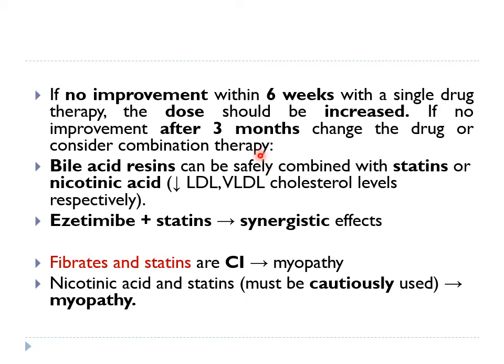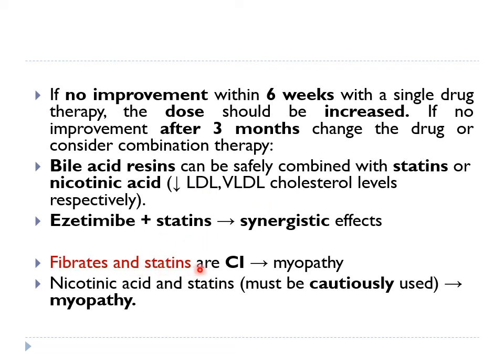So there are these three combinations which are most commonly used nowadays. The most commonly used combination is of ezetimibe with statins, mostly simvastatin, because they have synergistic effects. As we discussed earlier, statins are decreasing the endogenous synthesis of cholesterol and ezetimibe is inhibiting the absorption of cholesterol. There is also a combination of bile acid resins with statins or of bile acid resins with niacin.